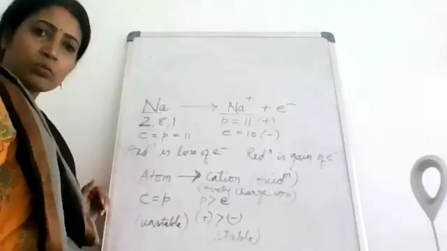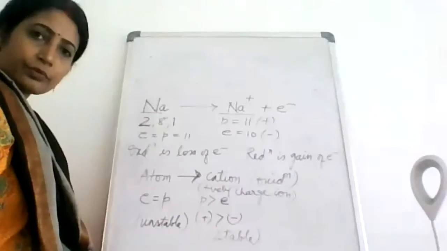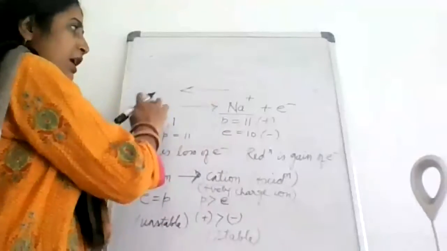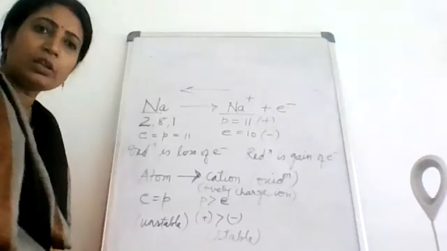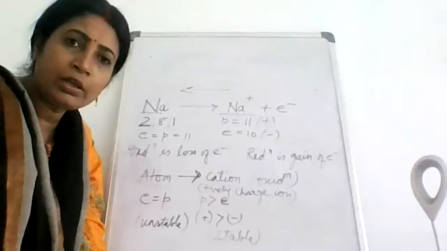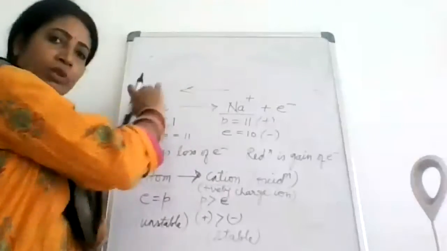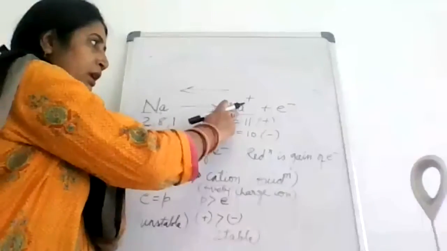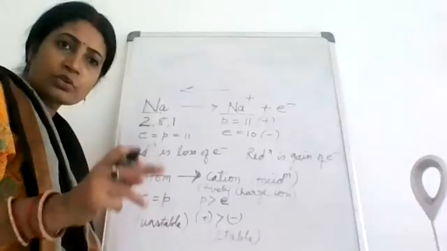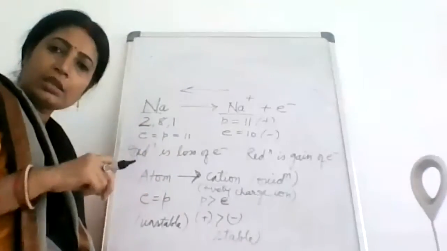अगर इसका रिवर्स हो, एटम बना कटायन तो ऑक्सीडेशन. अब जब कटायन को एटम बनना होगा, अगर Na+ को Na बनना चाहे, then what will it have to do? Gain one electron. Atom to cation meant losing the electron, but if cation has to form atom, then whatever electron it has lost, it's going to gain it.